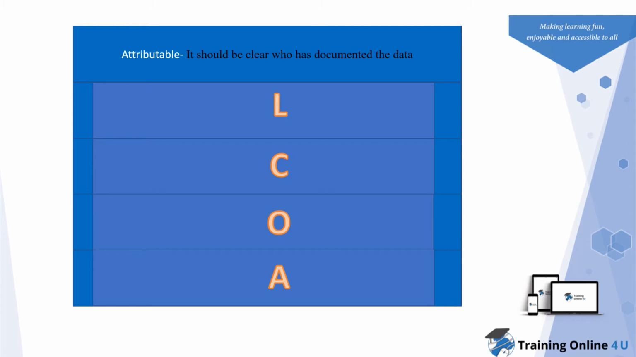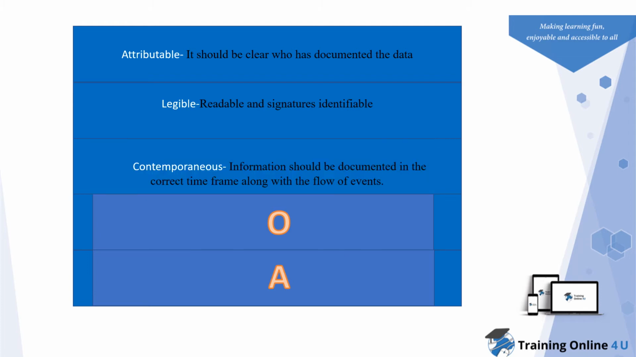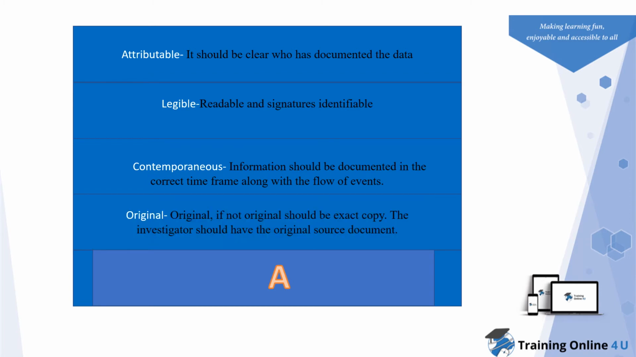Attributable. It should be clear who has documented the data. Legible. Readable and signatures identifiable. Contemporaneous. Information should be documented in the correct time frame along with the flow of events. Original. Original, if not original, should be an exact copy. The investigator should have the original source document. Accurate. Consistent and real representation of facts.